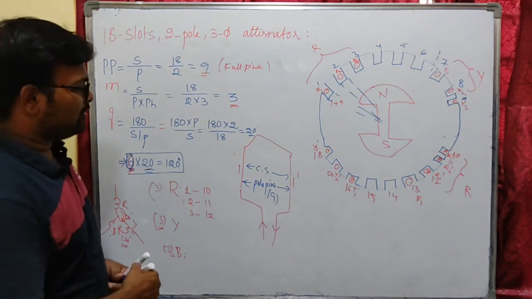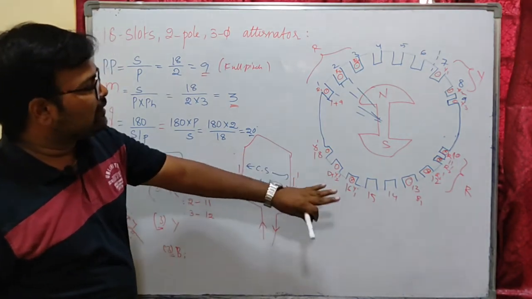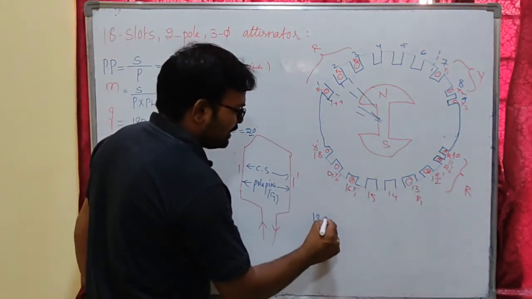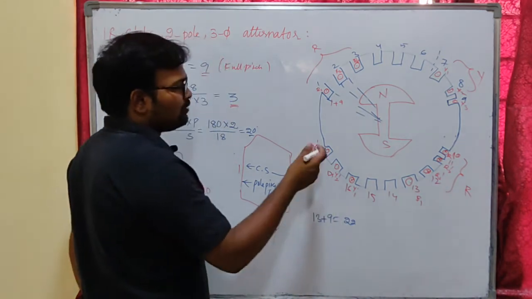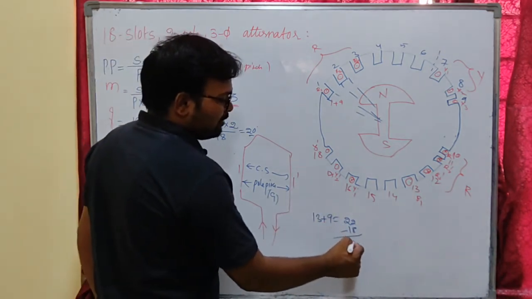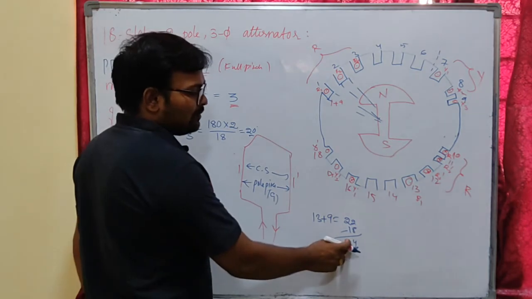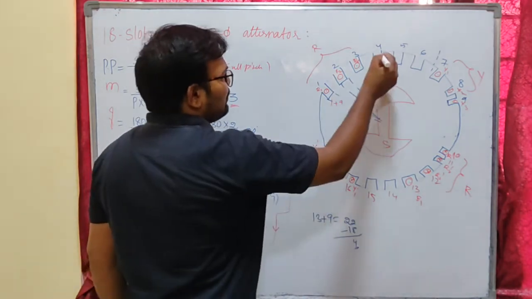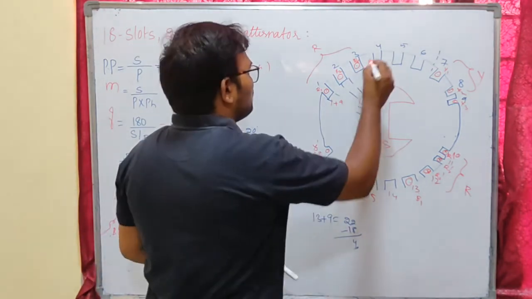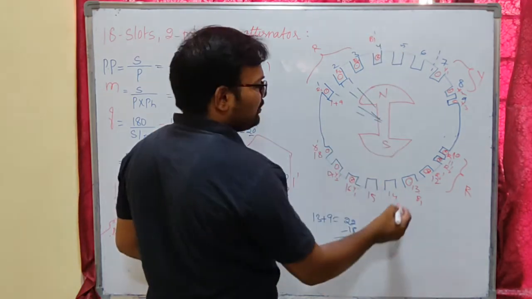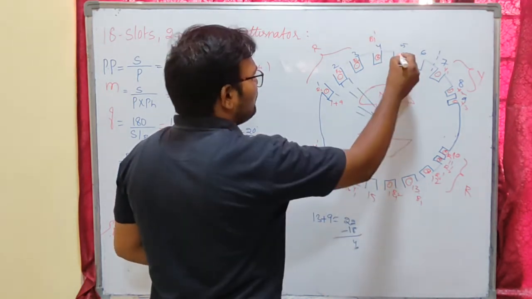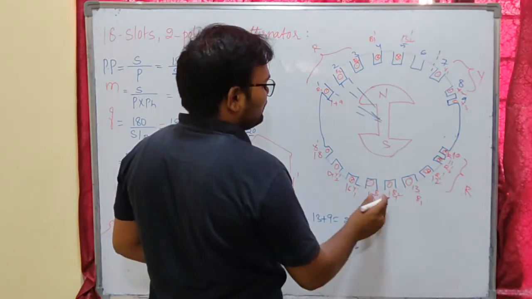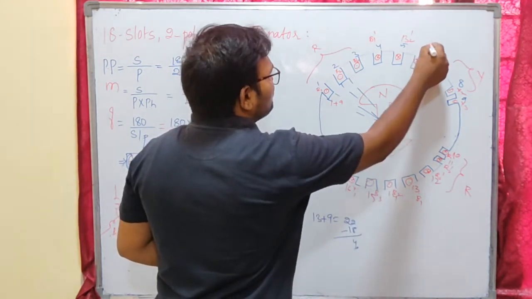Where are we? We are at the B phase, right? So this is B1, and B1 dash after 9 slots. That means 13 plus 9 for full pitch winding will be 22. We don't have 22 slots here, we only have 18 slots, so the number of slots is subtracted. That means we have to keep B1 dash in the 4th slot. So B1 is placed in the 13th slot and B1 dash in the 4th slot. Similarly, B2 will be placed in the 14th slot and B2 dash in the 5th slot. B3 will be placed in the 15th slot and B3 dash in the 6th slot.